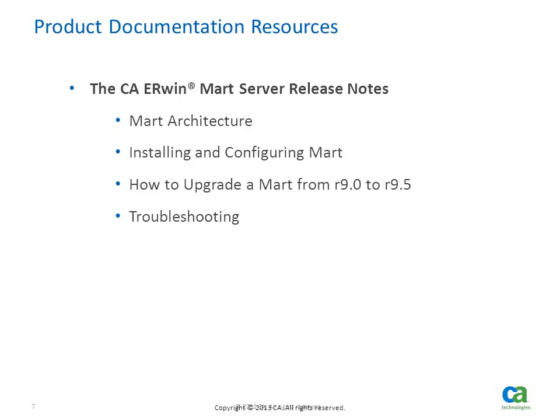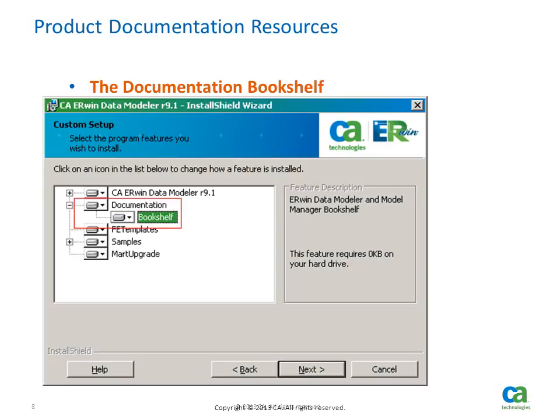We also have the MART server release notes. This will cover the MART architecture, how to install and configure a MART, how to upgrade a MART from R9.0 to R9.5, and also goes over troubleshooting information. You want to make sure that when you're installing ERwin that you also install the documentation bookshelf, and that could be done by selecting that in the custom setup as part of the installation of ERwin.